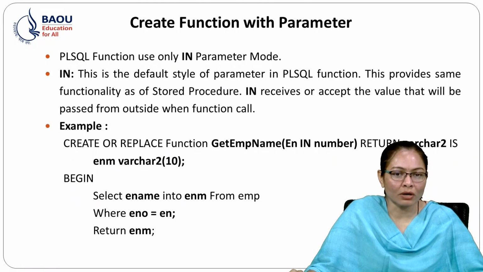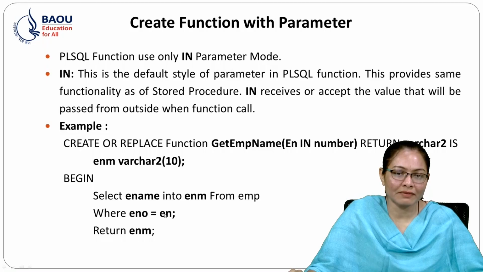When we call this function, we pass the value to the en variable. Suppose we pass a value like 3. So 3 is matched with the employee number column in the employee table. After the employee number is matched, then in the employee table, the employee name is fetched and stored in the employee name variable. And then it returns the employee name.